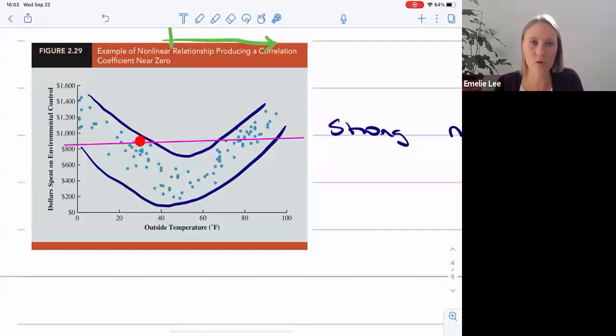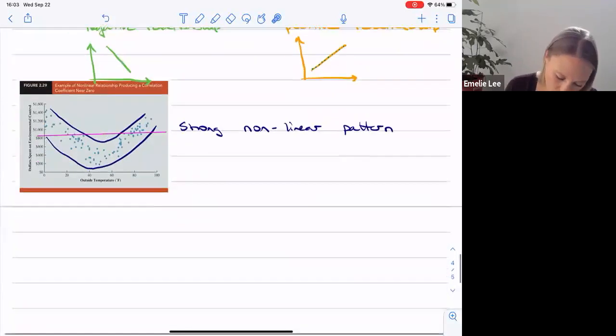You could use this straight line to predict future values, but for values of X up to 40, it would underpredict. Then between 20 and 60, it would overpredict. And then it would underpredict again. It never does a good job predicting. And so here, the correlation would be approximately 0 because none of these points are close to the line.